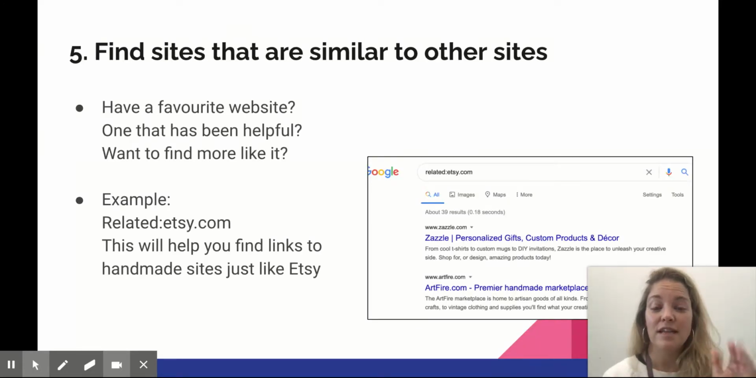Number 5 is find sites that are similar to other sites. For example, I was using the website Etsy. I was doing some kind of handmade site searching. If I want to find another website, I can just type in related, and then the site, and it gave me, for example, Zazzle or Artfire, which are similar to Etsy. You can do this with a news site too. If you wanted to find sites that are similar to maybe bbc.com, you could try that, and it'll give you websites that are similar.